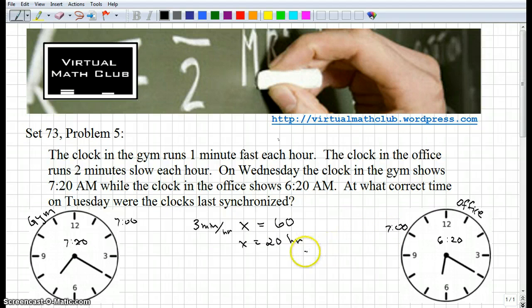Well, we know it took 20 hours. So 20 hours is essentially 24 hours minus 4 hours. So 24 hours ago, it was 7 o'clock, but it wasn't really 24 hours ago. It was 20 hours ago, so we had to add 4 hours in there. So we get 11 a.m. So 20 hours ago, it was 11 a.m., and that would have been when the clocks were last synchronized to the correct time.